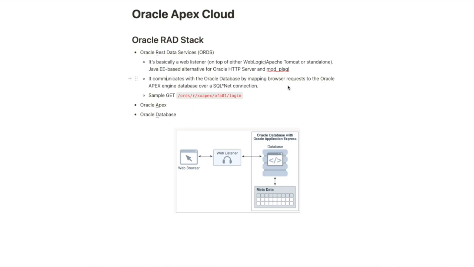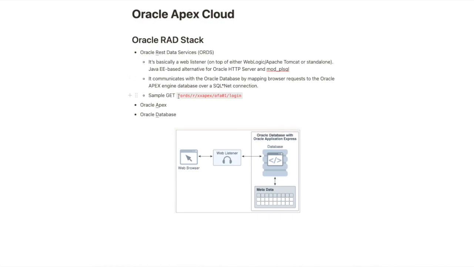So what does ORDS do? It basically communicates with the Oracle database by mapping the web browser requests to the Oracle Apex engine and subsequently to the database via a SQLnet connection. So, for example, if you log into a web browser and you ask for a simple login, you give a username and a password and you click on submit.